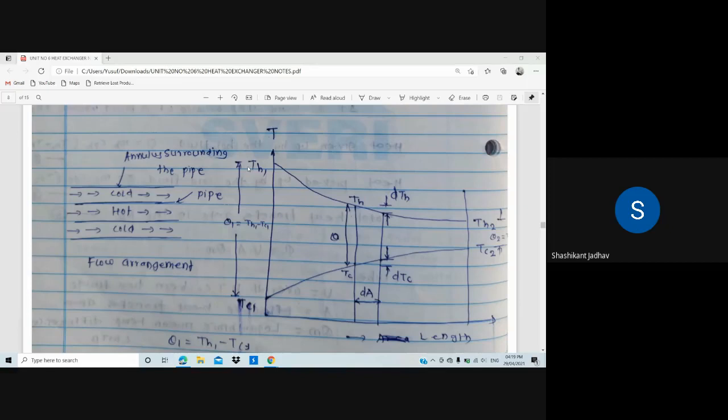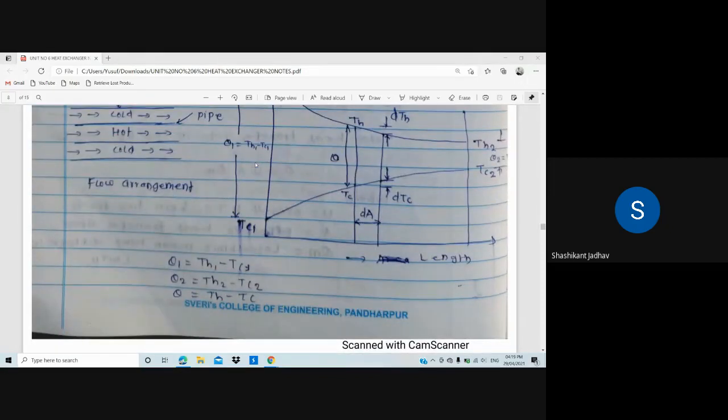After the diagram, we have to write down θ1. θ1 is nothing but TH1 minus TC1. What is meant by θ2? θ2 is nothing but TH2 minus TC2. What will be in θ1? The temperatures at the left hand side, of the hot fluid and cold fluid, and their difference. And the temperatures at the right hand side, that is the hot outlet temperature and the cold fluid, that difference is nothing but, so θ1 is equal to TH1 minus TC1, and θ2 is nothing but TH2 minus TC2.